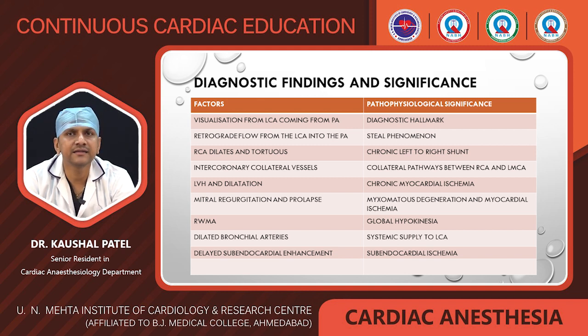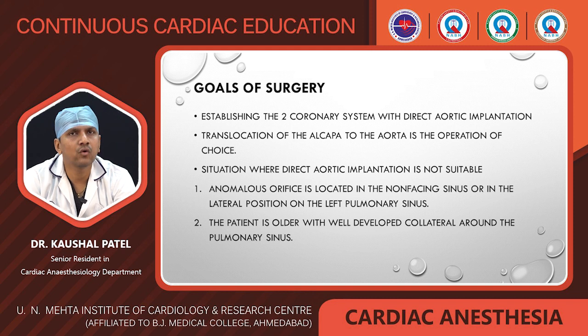Dilated bronchial arteries can give an idea about the systemic supply to the left coronary artery. So after the surgery, the chances of endotracheal bleeding may be high. So during the induction of anesthesia, we should do gentle laryngoscopy and gentle intubation in this type of patient. And the last is the delayed subendocardial enhancement in CT imaging, which can give an idea about subendocardial ischemia. Now coming to the goal of the surgery.